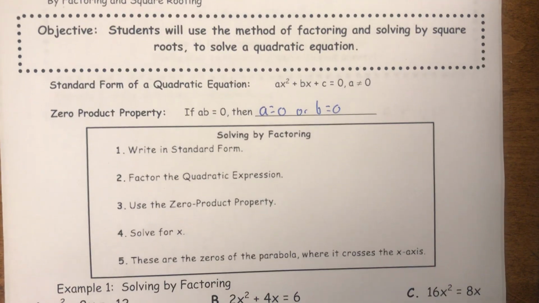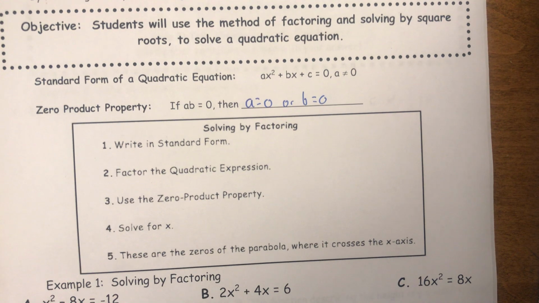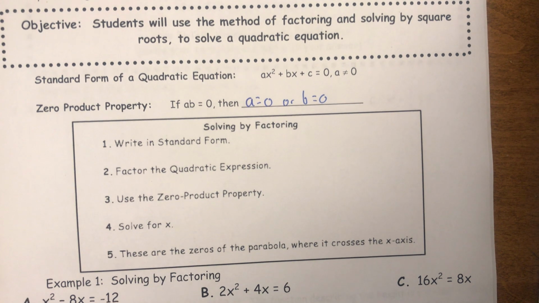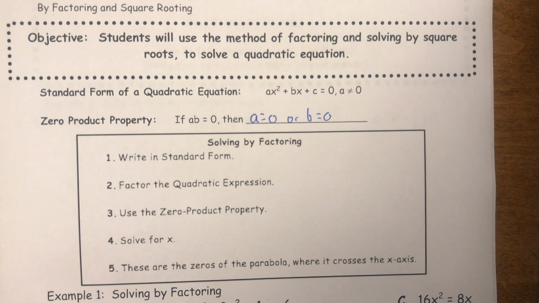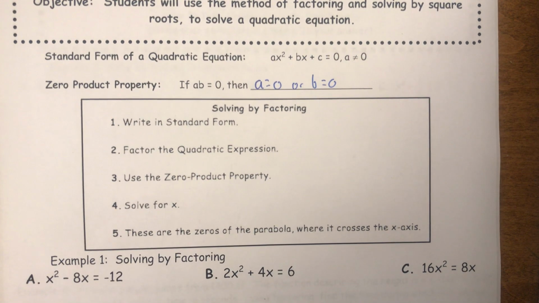So you need to learn the steps of how to solve by factoring, and there are 5 of them, so it's important that you sit down and learn them. The first one is, anytime you're going to solve a quadratic by factoring, you have to write it in standard form. Standard form, again, is of the form ax squared plus bx plus c equals 0. Set it equal to 0. Once you have it in standard form set equal to 0, you're going to factor the quadratic expression. Then you're going to use the zero product property, solve it for x.